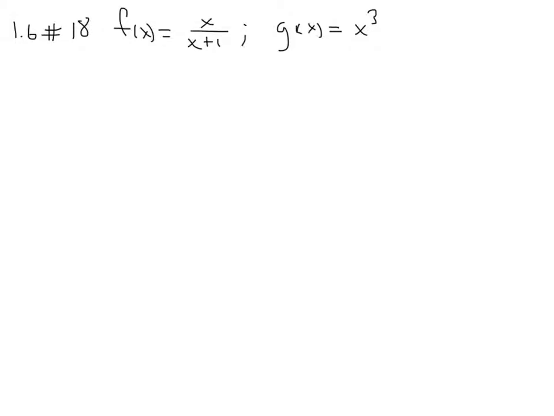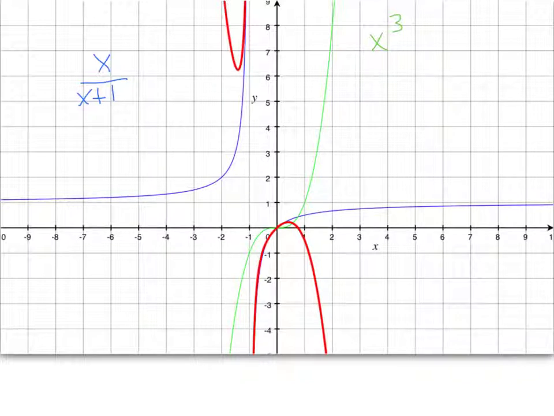Now let's look at subtracting these things. When subtracting, we take our functions and we just subtract them. F minus g of x is going to be x over x plus 1 minus x cubed. Again, we could multiply here top and bottom by x plus 1, but I don't really see a particular reason to do that. This function is going to look like this.